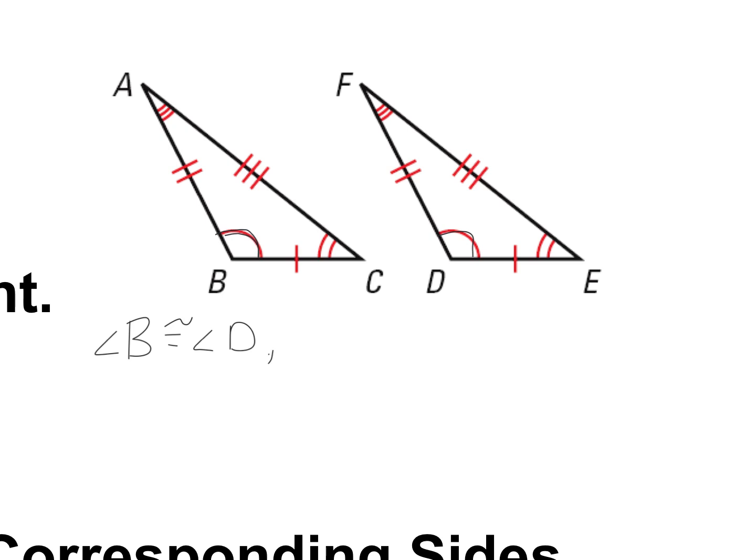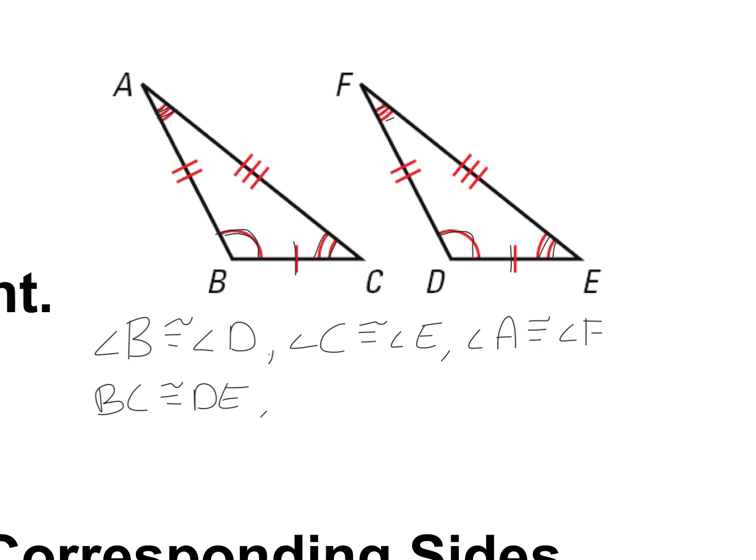Now I'm going to go to the 2 markings. Angle C is congruent to angle E. Now go to the 3 markings. Angle A is congruent to angle F. Angles, done. Check. Now we just move on to the sides. So this side has 1 tick mark, so we have BC is congruent to DE. The 2 markings, AB is congruent to FD. And then the 3 markings, AC is congruent to FE.